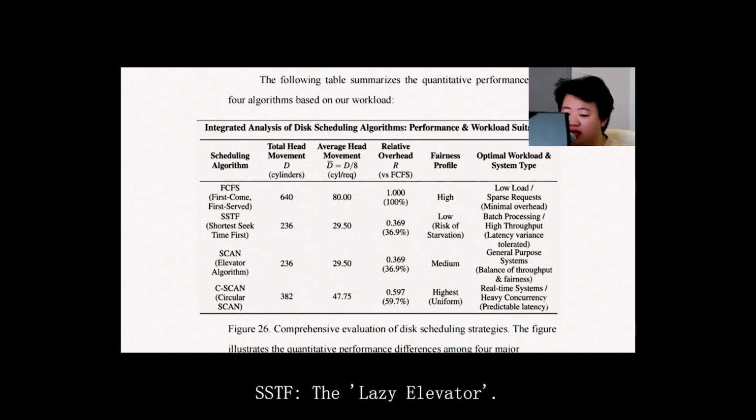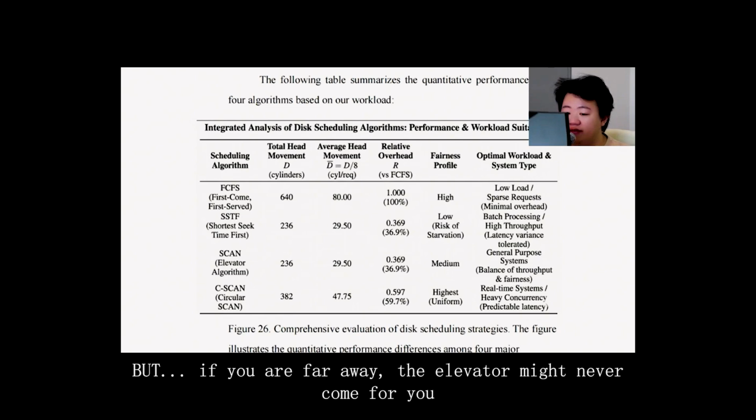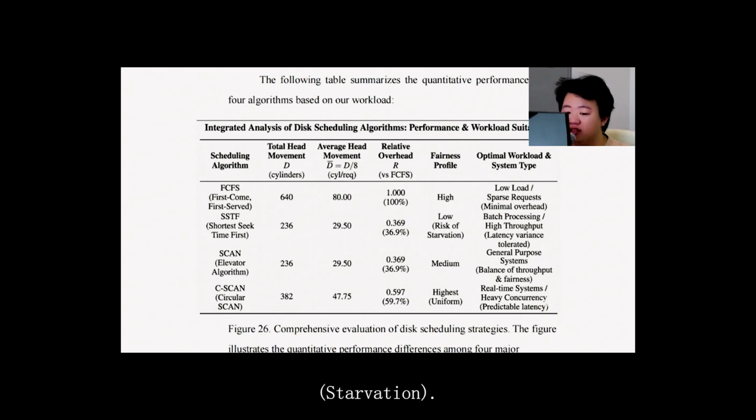SSTF, the lazy elevator. It only goes to the closest floor. It travels only 236 cylinders. It's fast, but if you are far away, the elevator might never come for you. Starvation. SCAN. The real elevator. It goes all the way up, then reverses. It travels 236 cylinders too. It balances speed and fairness.